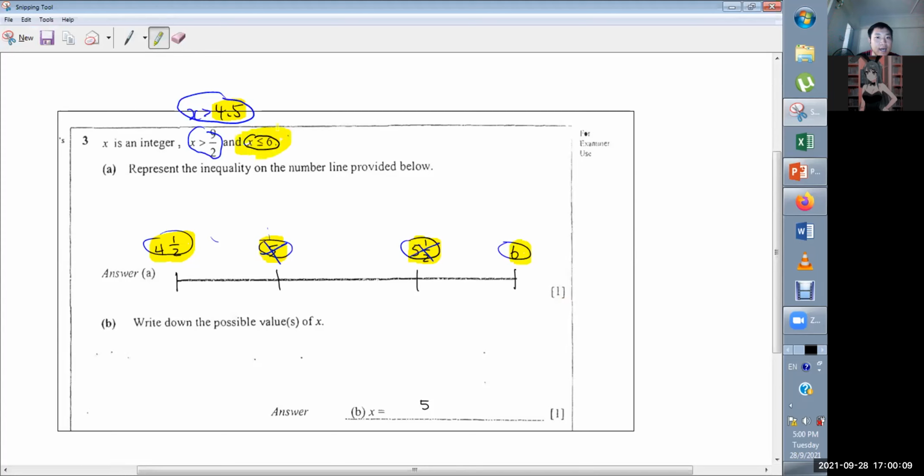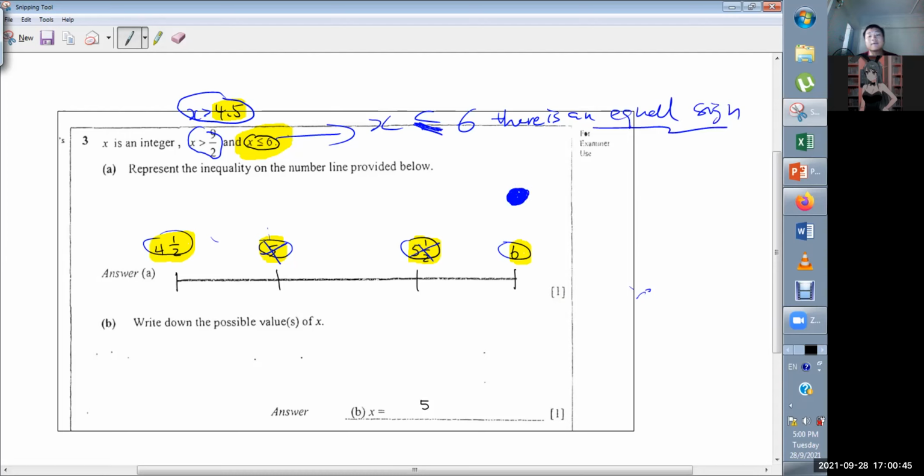x smaller than or equal to 6, yes. It's over here. Okay, it has the equal sign. So that means I need to put a solid circle above 6, right? Does it make sense? Because its equal sign is there, I need to put a solid circle here above 6, because this one is x smaller and equal to 6. There is an equal sign. When you have an equal sign, you give a solid circle, right?